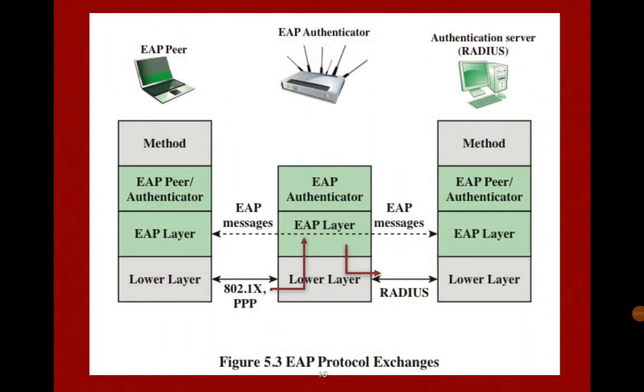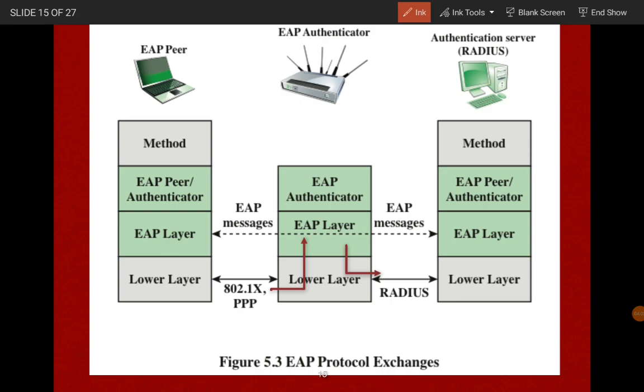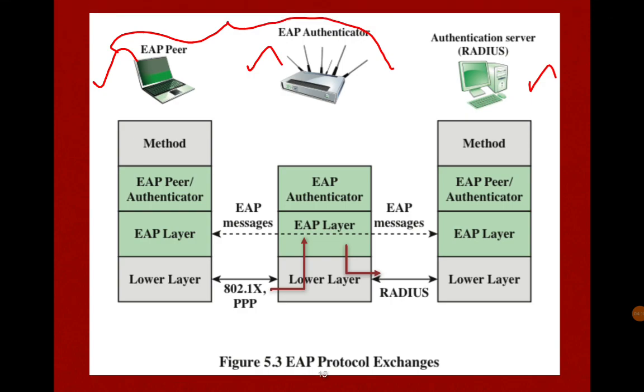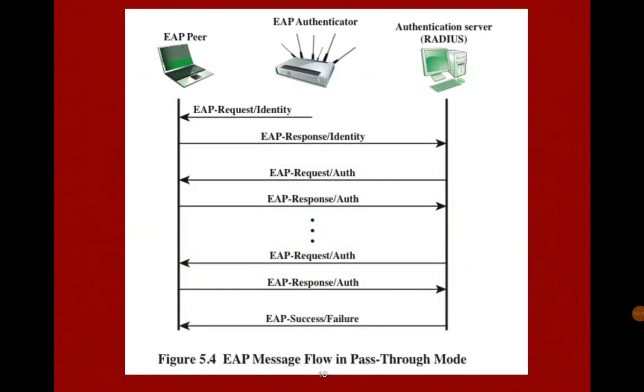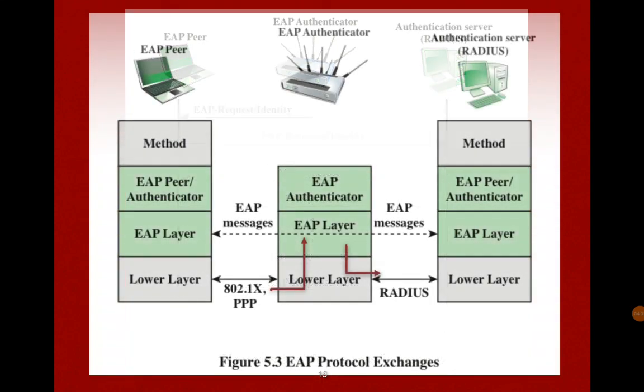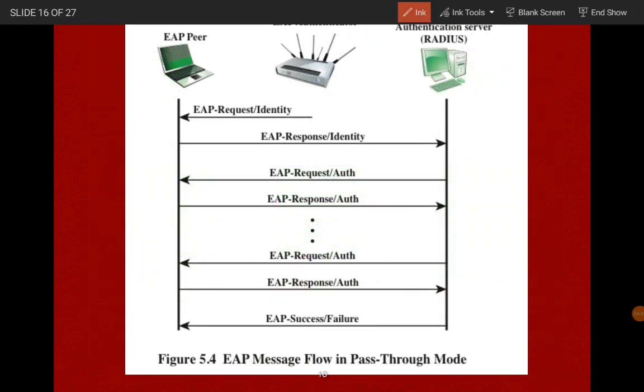So these are the EAP protocol exchanges. We have three components: EAP peer, EAP authenticator, and authentication server. Sometimes we may perform it using only two components, EAP peer and EAP authenticator. At the lower layer, we can use the 802.1X protocol or Point-to-Point Protocol. So this is the EAP message flow in pass-through mode. As I told, here we have three components and the authenticator acts as an intermediate component.